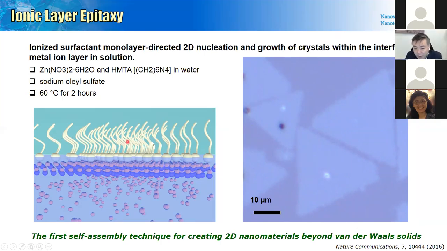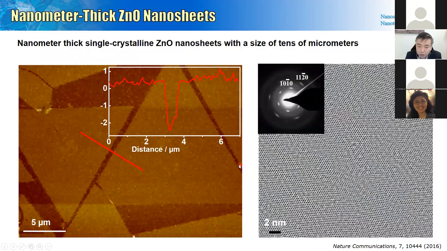By using this surfactant monolayer, we successfully achieved zinc oxide nanosheets with a thickness of about 1-2 nanometers. So this is the sheet directly transferred from the solution surface onto the silicon surface, with a triangular shape. This is very easy for us to characterize because we can transfer them directly onto silicon substrate or glass substrate and even TEM grids.